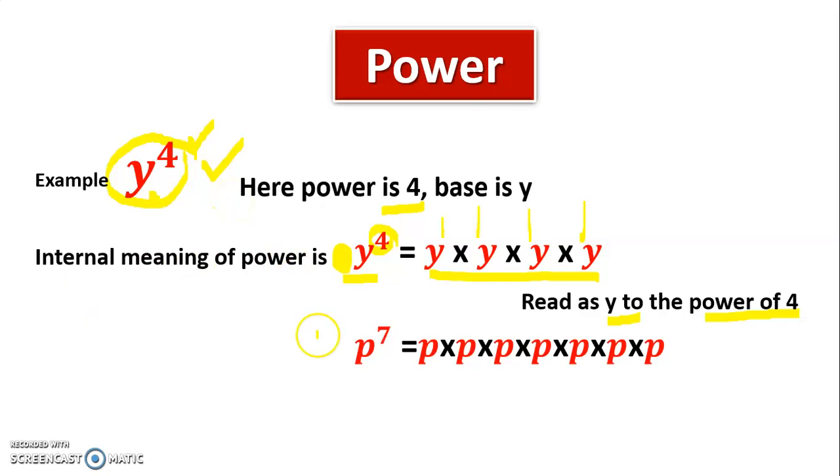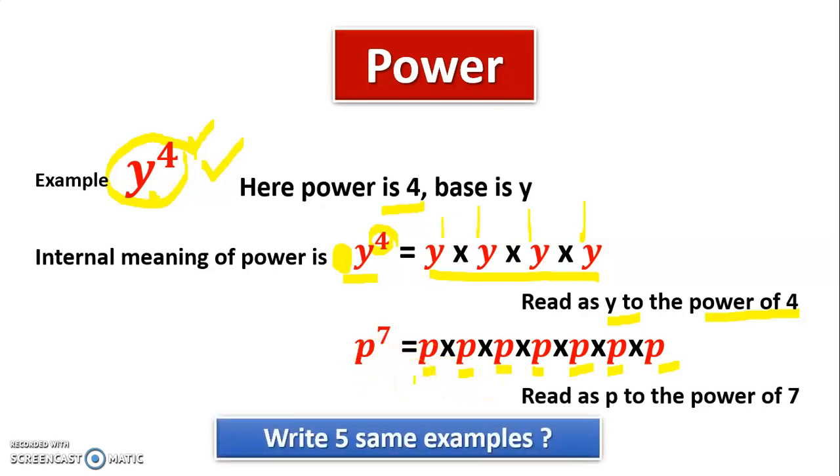Next one, p power 7. That means p multiplied by 7 times. 1, 2, 3, 4, 5, 6, 7. P multiplied by 7 times. We can read it as p to the power of 7. So understand this concept and write down 5 similar examples.